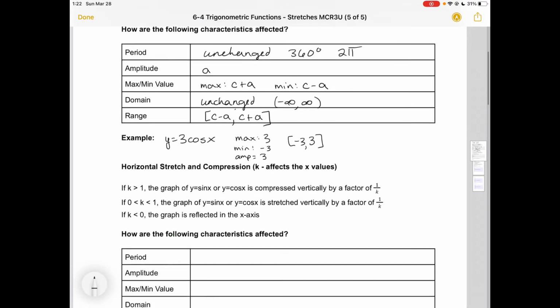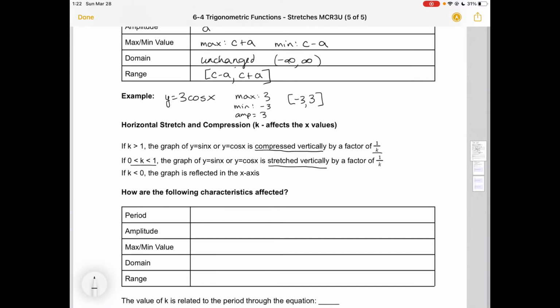Let's look at a horizontal stretch and compression. So if k is greater than 1, the graph is compressed horizontally by a factor of 1 over k. If k is between 0 and 1, the graph is stretched horizontally by a factor of 1 over k. If k is less than 0, the graph is reflected in the y-axis. Okay, and it does have an effect on the period this time. So our period is changed, and it's connected by the equation 360 divided by k, or 2 pi divided by k if you are working in radians.